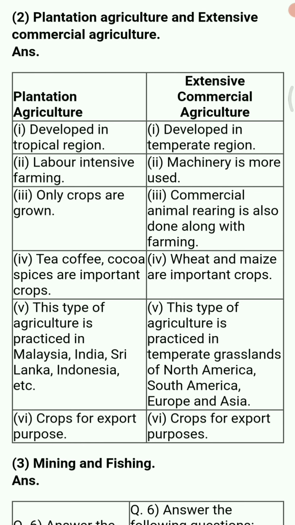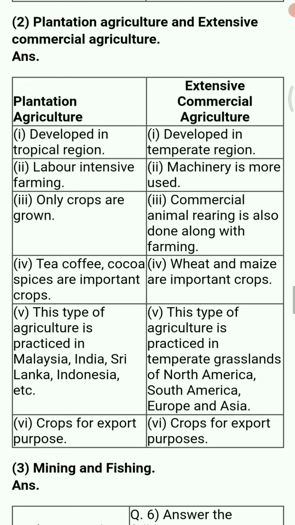Next difference is about plantation agriculture and extensive commercial agriculture. Plantation agriculture is developed in the tropical region and extensive commercial agriculture is developed in the temperate region.